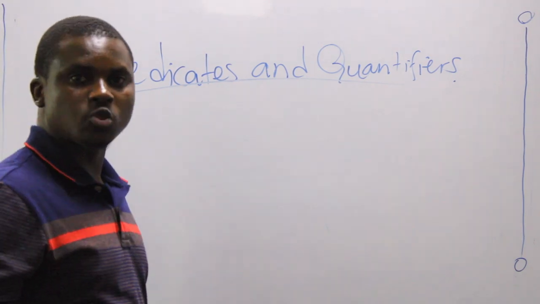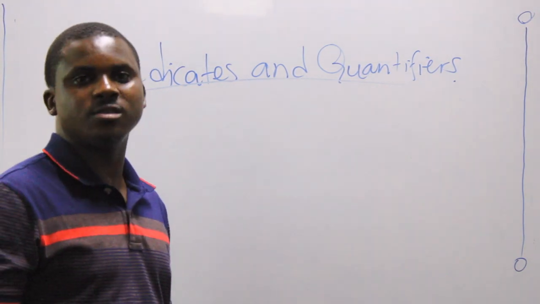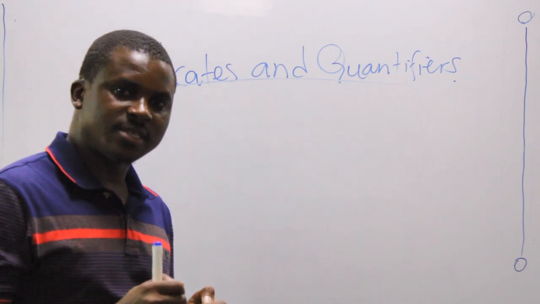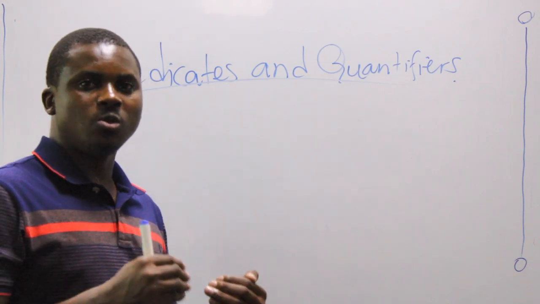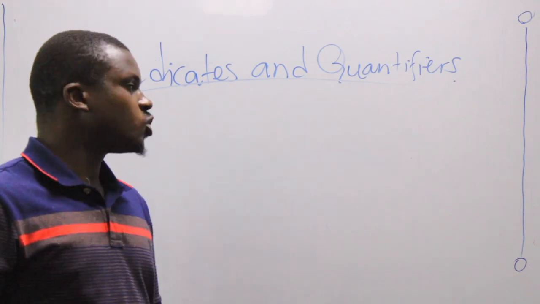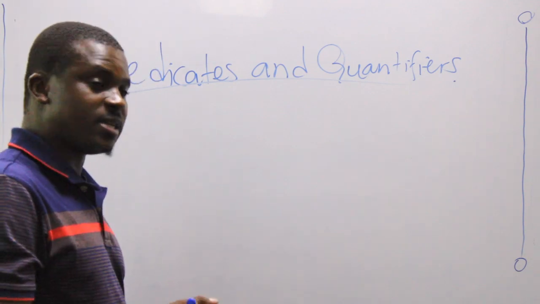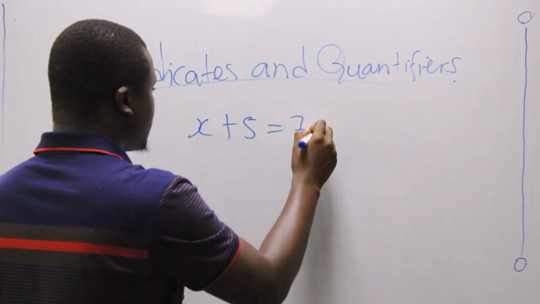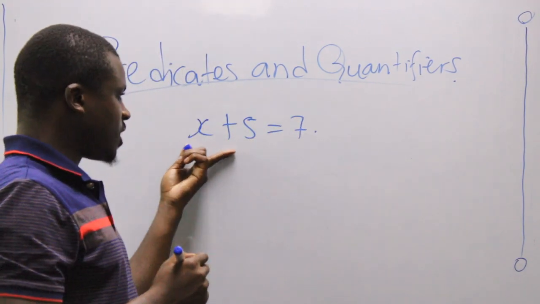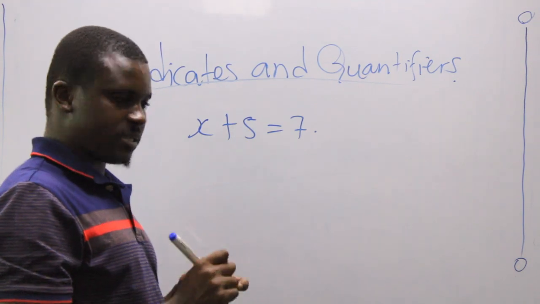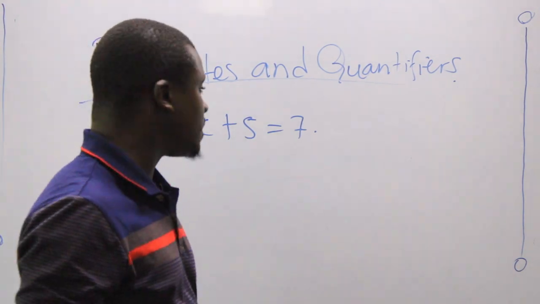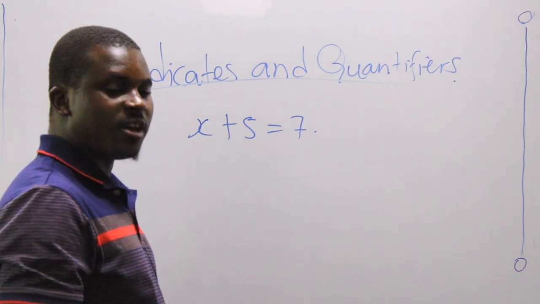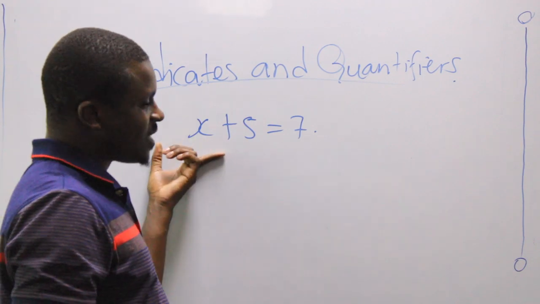What are predicates? A predicate team is just a sentence with variables, and it will only become a statement when you substitute those variables with a specific value. So what you have for a predicate is just a sentence, for example, x plus 5 is equal to 7. Whenever you have this x plus 5 is equal to 7, it's a predicate. We call it a predicate or a propositional function. And as you see, we do not have its truth value, it's neither true nor false. So this one is just a sentence.